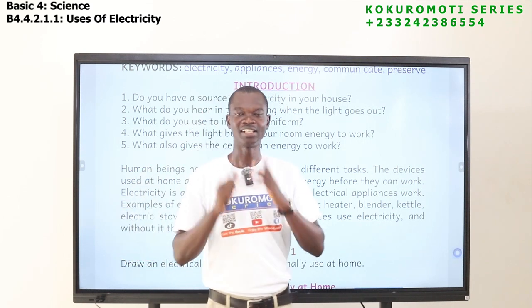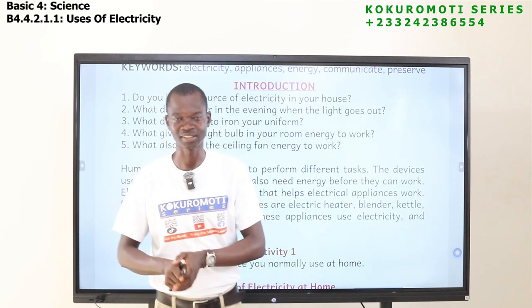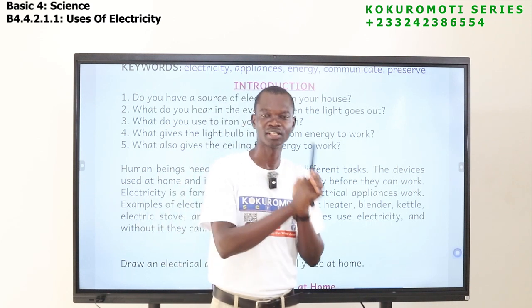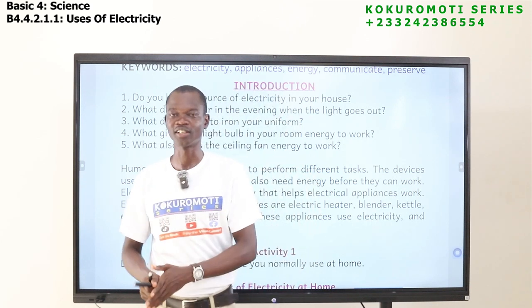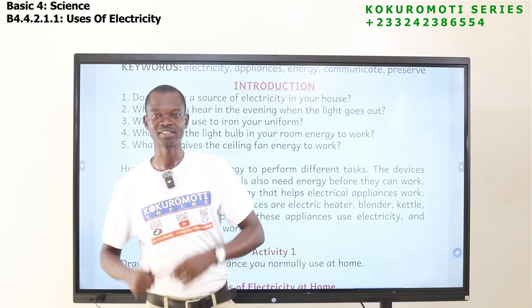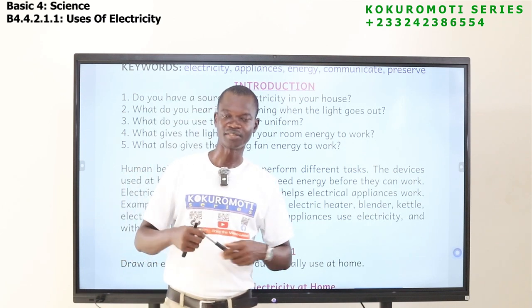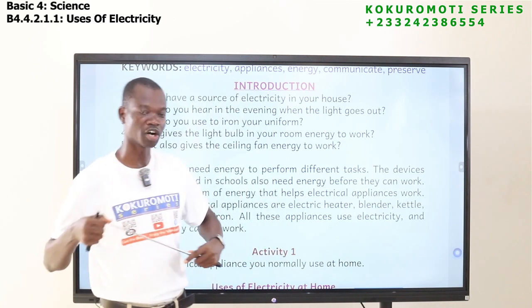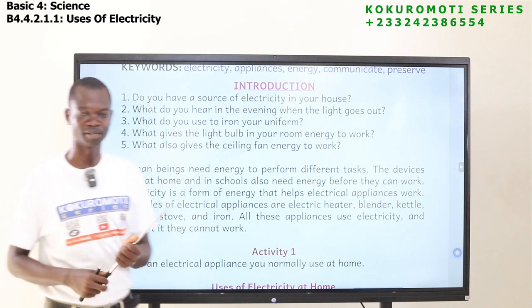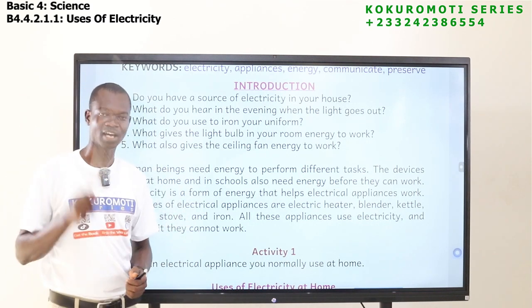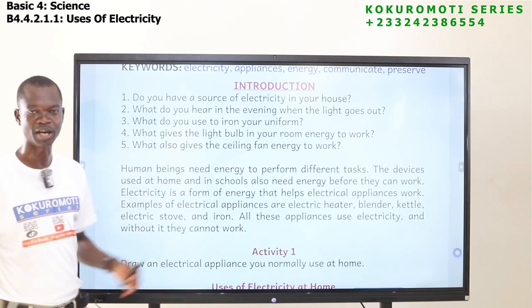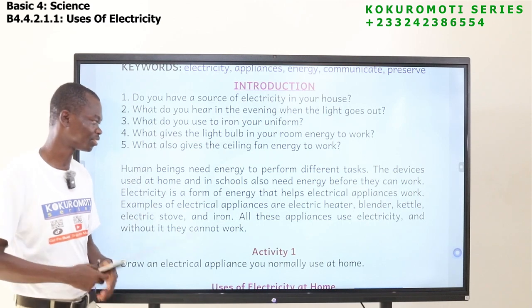So you see that electricity is very important. Electricity helps these appliances to work. The fans, the air conditioners, the fridges, the laptops, the bulbs, the blenders, the irons, and the rest, all of them are able to work because of electricity.